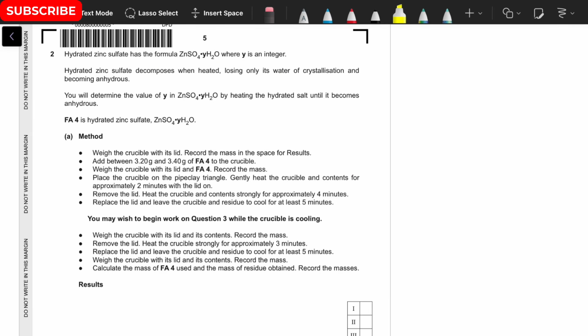Now on to the second part. So it says here that hydrated zinc sulfate has the following formula, where Y is an integer, and it actually decomposes when it's heated, only losing its water of crystallization, becoming anhydrous. So what we're going to do is carry out an experiment to determine the value of Y by heating the hydrated salt until it becomes anhydrous. We're using FA4 to represent the hydrated zinc sulfate.